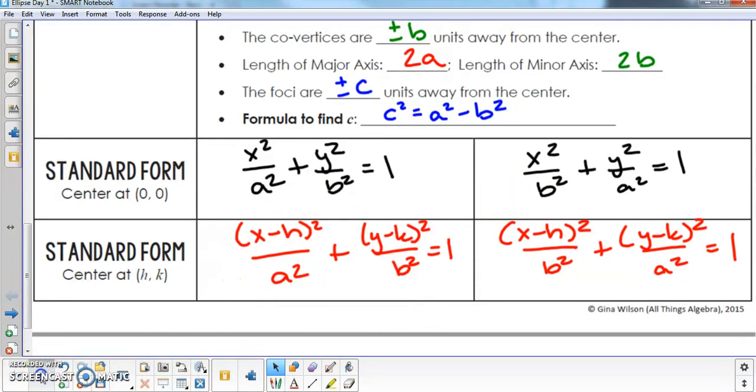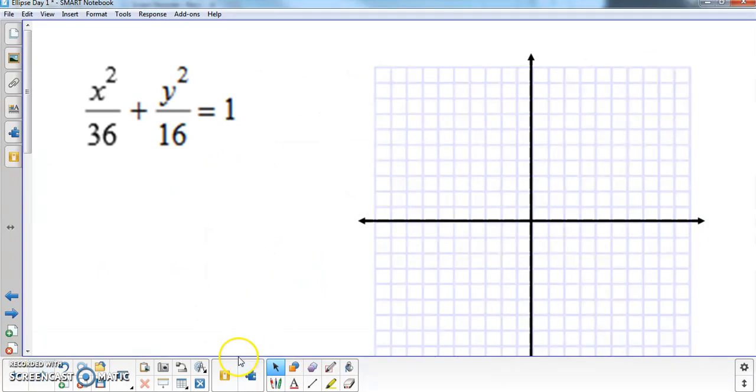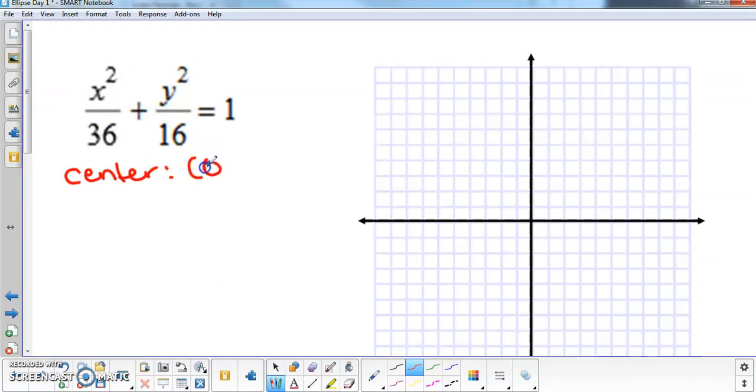Okay, so now with this one right here, you can clearly see there's no h, there's no k, so that means that we're centered at 0, 0. So I'm going to go ahead and mark that right here. Okay, so if I'm centered at 0, 0, I need to figure out what these represent.